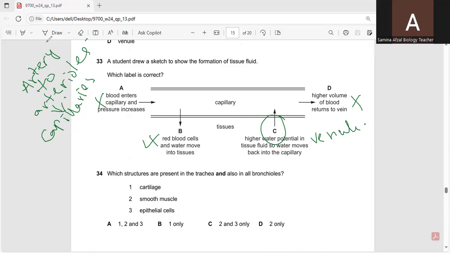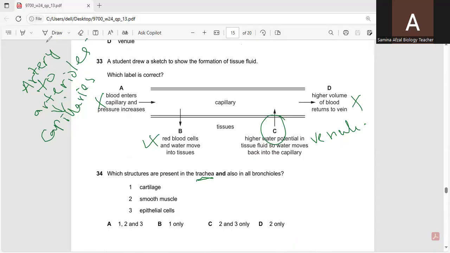Now the next question is, which structures are present in trachea and also in all bronchioles? The trachea is further divided into bronchus and then into the bronchioles. So here we are going to discuss cartilage, smooth muscles, and epithelial cells. So first of all, we will go with the cartilage.